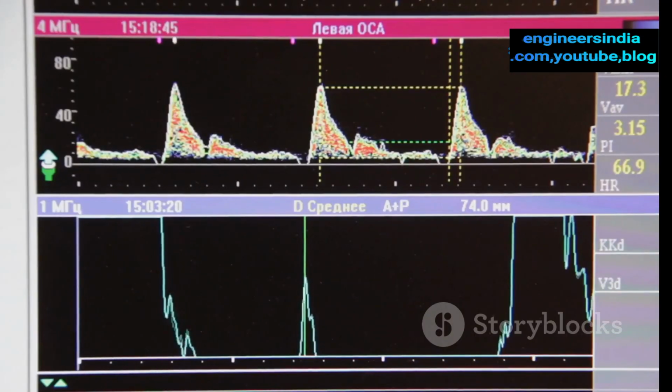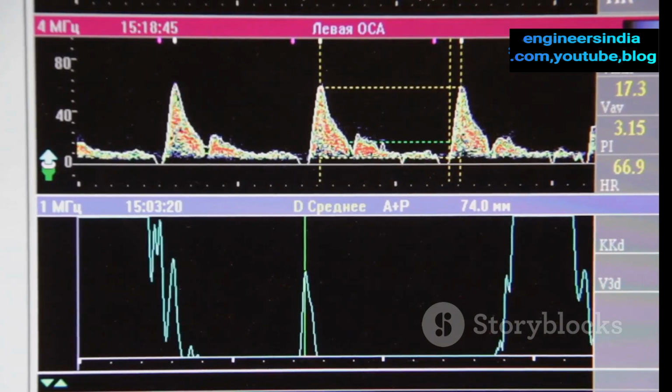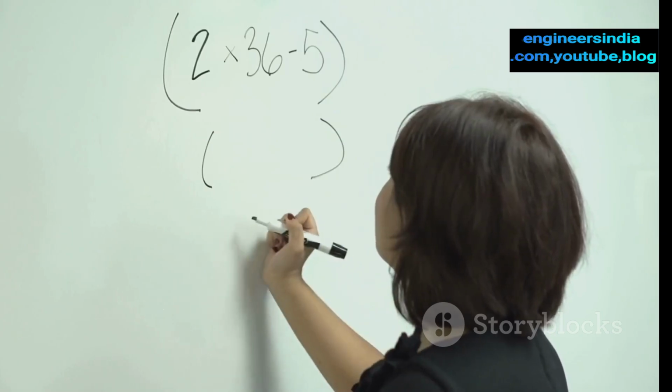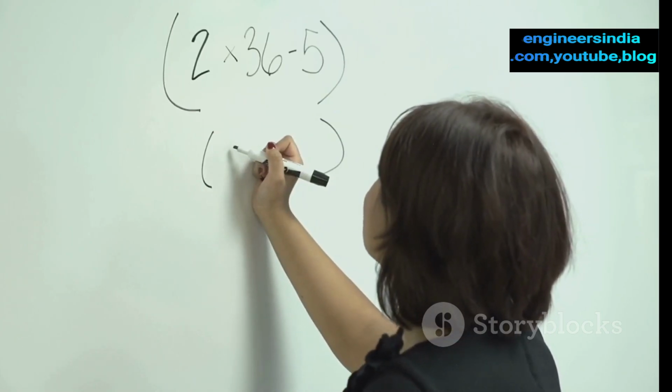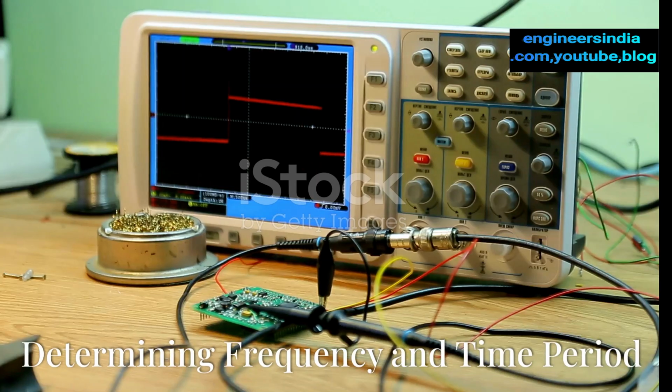The peak-to-peak voltage, the difference between the highest and lowest points of the wave, can be measured directly from the screen. For RMS voltage, which represents the effective voltage of an AC signal, we need to do a little math. Don't worry, it's easy. For a sine wave, the RMS voltage is simply the peak-to-peak voltage divided by 2 times the square root of 2. See, that wasn't so bad.